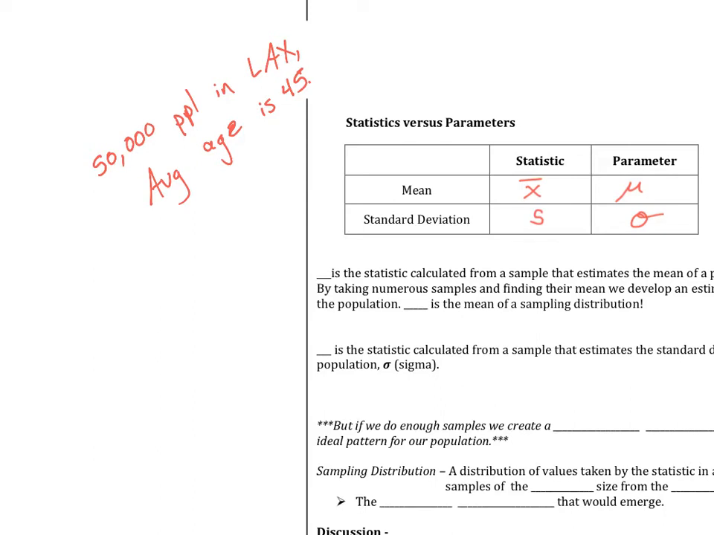Now, what if you sampled 5,000 people, I'm going to abbreviate, from lacrosse, and the average age was 39.